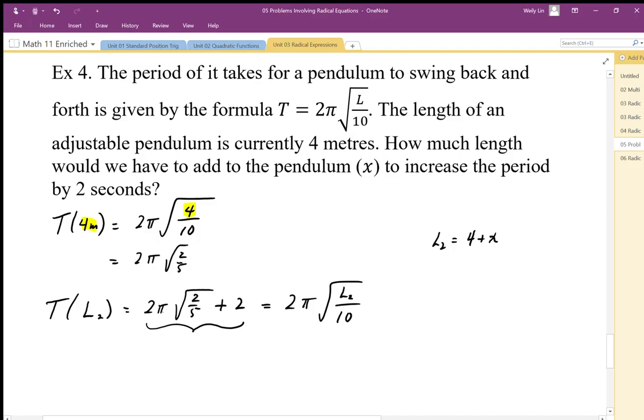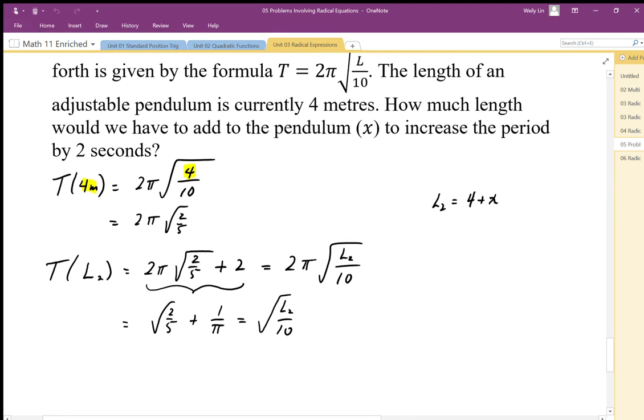So I want to get rid of a few things here. Let's divide both sides by 2 pi. So I'm going to end up with root 2 over 5 plus 2 divided by 2 pi, which is 1 over pi. Okay, so I'm just solving algebraically for this L2. My first step was dividing. My next step is I want to get rid of that square root. So I'm going to square both sides of the equation.